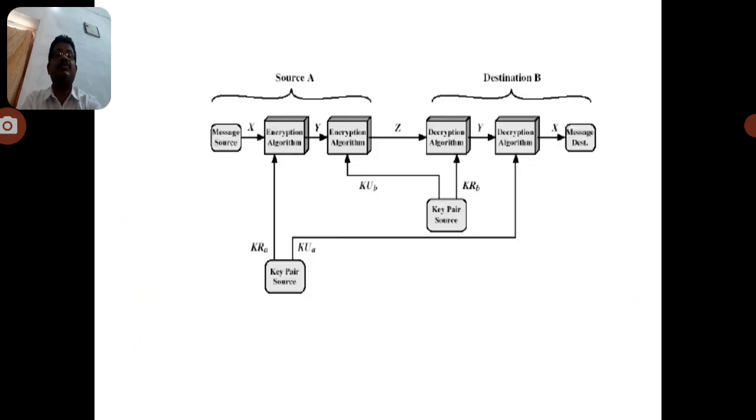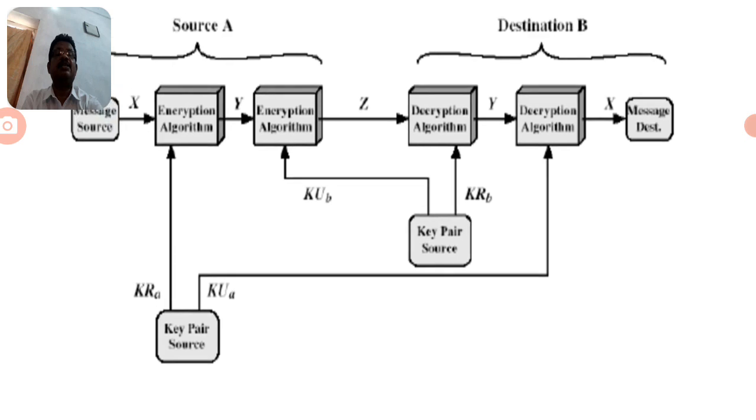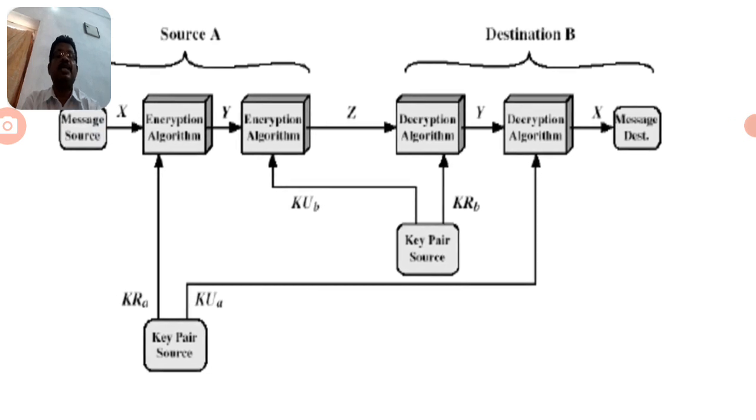One is the confidential message. Here it is very clear. You can observe the KRA and KUA, the two keys generated by user A, and KUB and KRB generated by user B. So now the two messages are generated: one is the confidential message and the second one is the authenticated message.